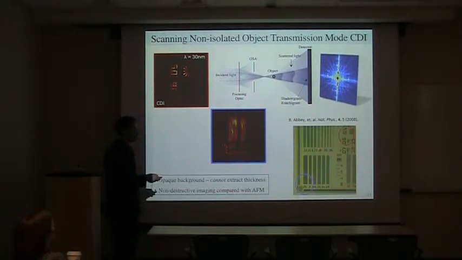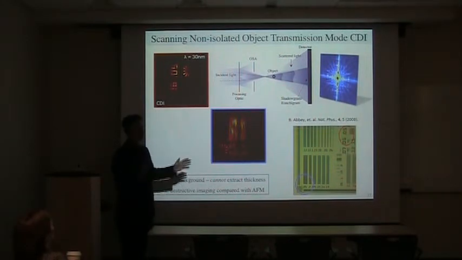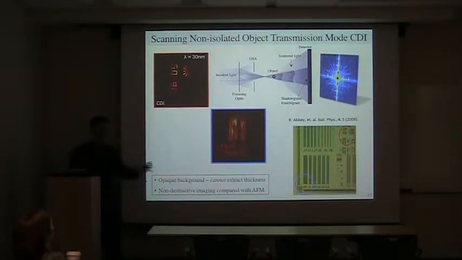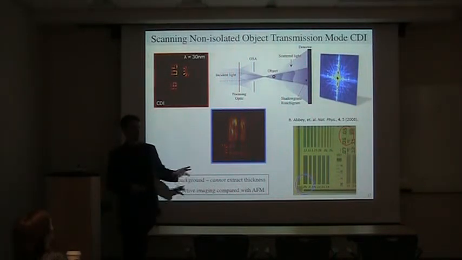Here's some gold, and we scribed some features in it. Blue goes with the blue reconstruction, and red goes with red. And this is basically to show that we're able to do real extended samples. The beam does have a support constraint built into it now. And now the microscope in transmission is very general.